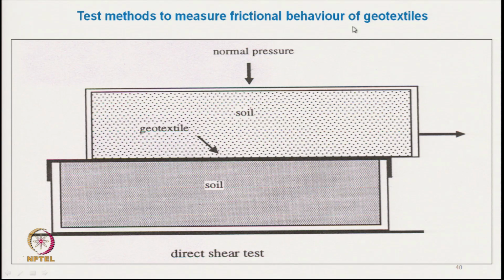Another method is the direct shear test, where this is the base soil and the top soil is there, and in the base there are two blocks. The lower block is covered with the geotextile, and then the top soil is slid, sheared against the geotextile, and we can calculate the shearing force.